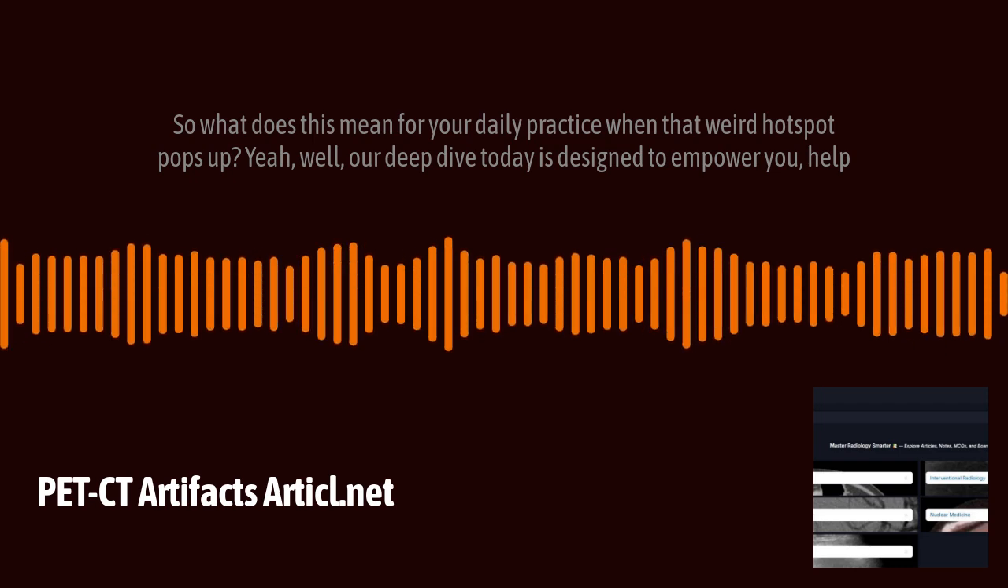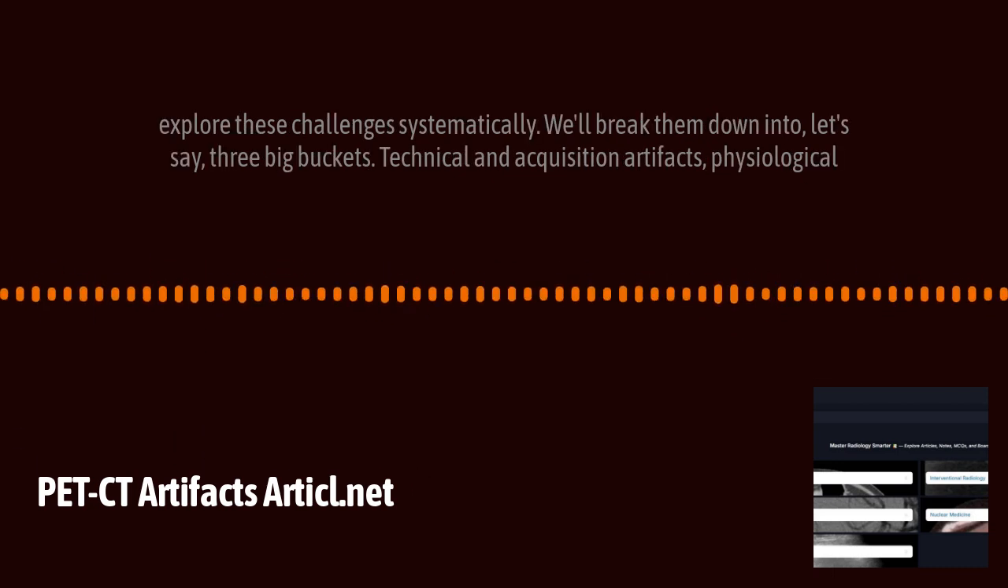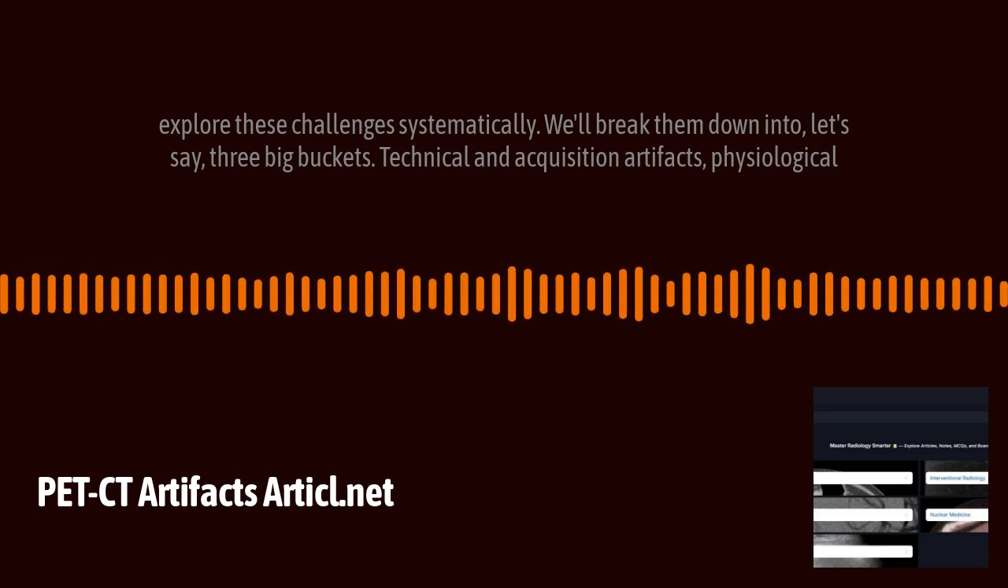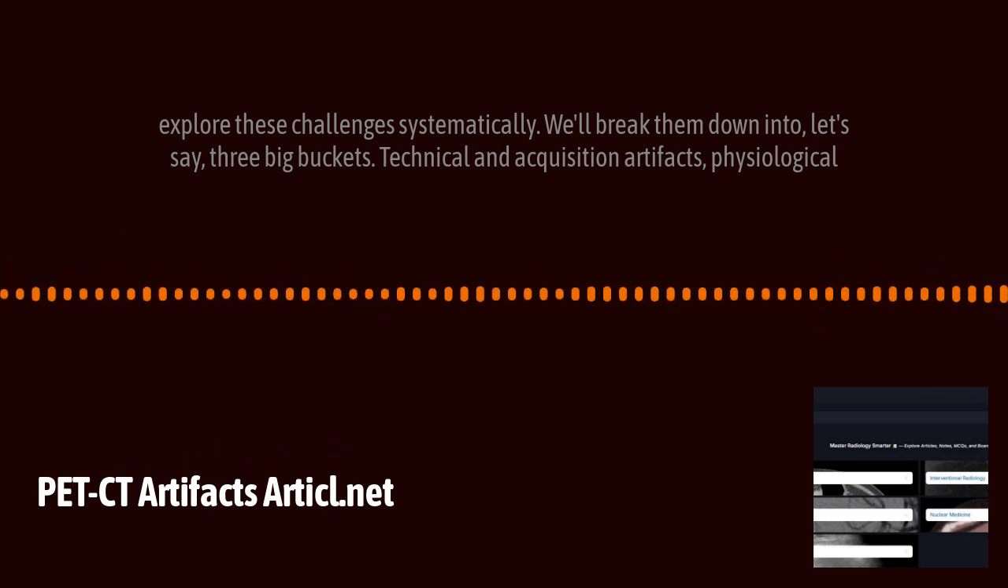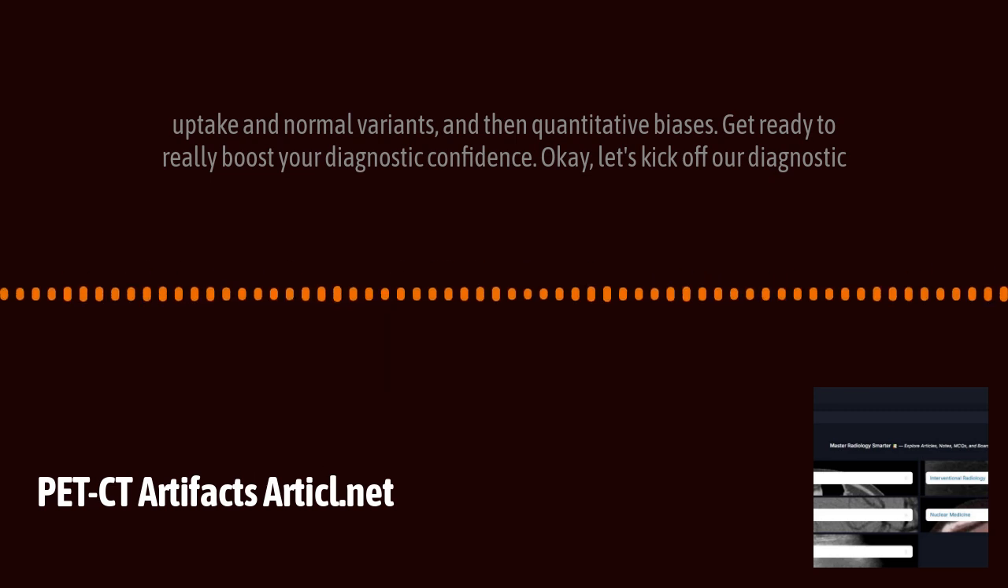Well, our deep dive today is designed to empower you, help you constantly tell the difference between true pathology, benign processes, and those deceptive imaging artifacts. We're going to explore these challenges systematically. We'll break them down into, let's say, three big buckets: technical and acquisition artifacts, physiological uptake and normal variants, and then quantitative biases. Get ready to really boost your diagnostic confidence.